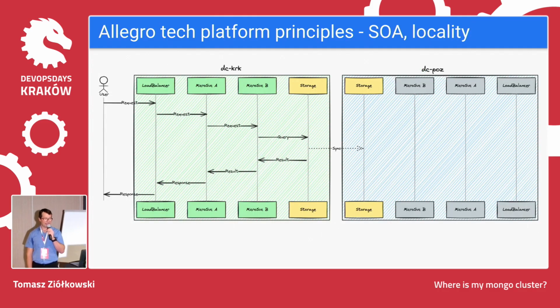And the next principle that is a consequence of the multi-regional active architecture and service-oriented architecture, using microservices for handling traffic, is locality. Locality means that we are trying to process a request that comes to one data center directly and only in that data center. It's because the latency between data centers isn't huge. When it comes to milliseconds, it's only 8 milliseconds round trip time between our data centers.